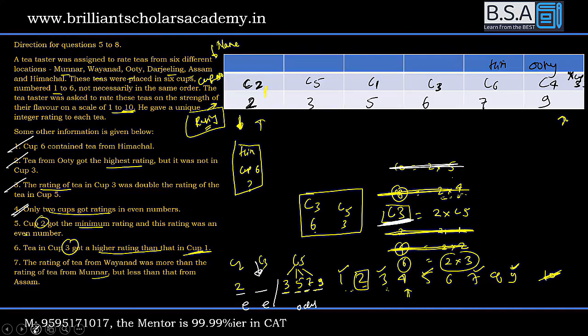More hints are given to us. What are the hints? The rating of tea from Wayanad was more than Munnar but less than Assam. Now there are multiple cases possible. This is Munnar, this is Wayanad, this is Assam. Wayanad, Munnar, Assam. So there are 4 cases possible for these 3. So I cannot assign a name here, here, here, and here.